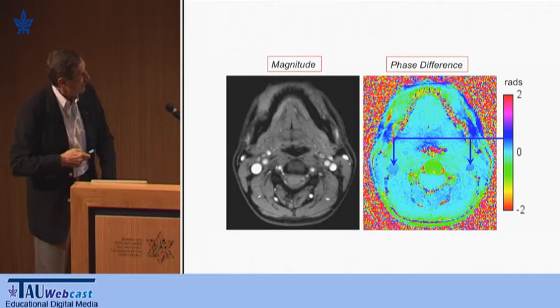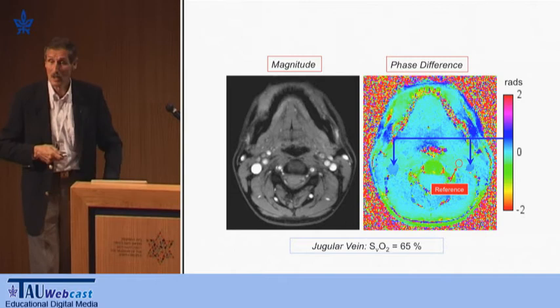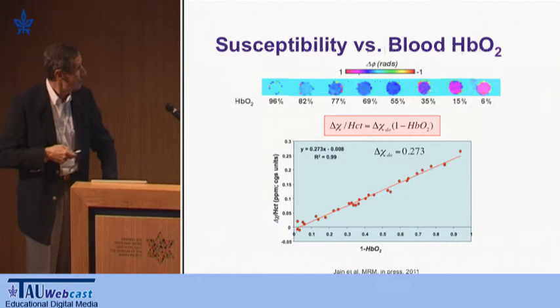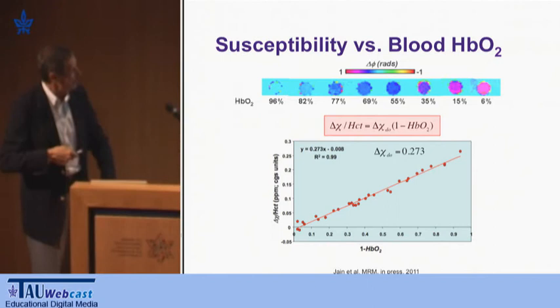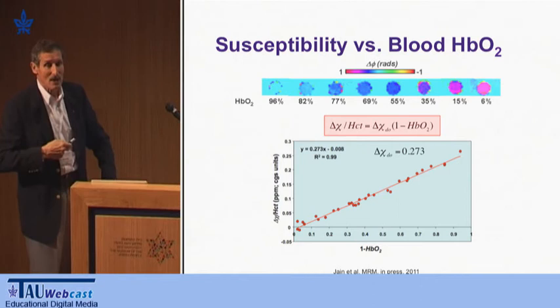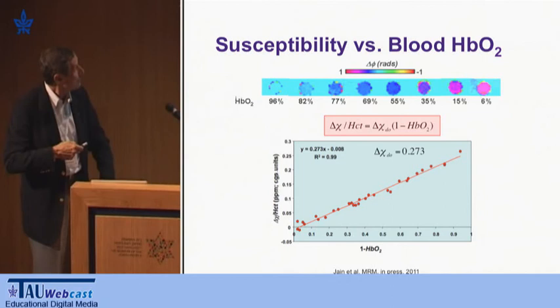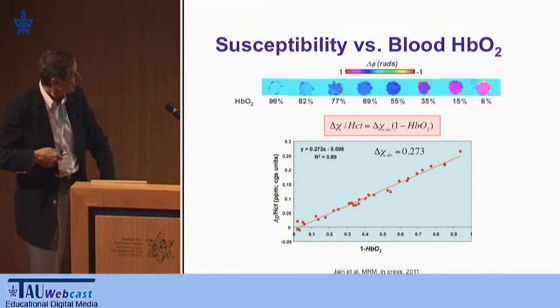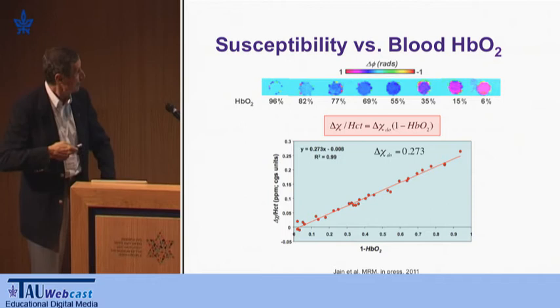And we obtain a value for SVO2 of 65%, which, of course, is pretty much where you would expect it. We then just recently re-examined this relationship by using essentially the same approach I showed you for the phantom experiments with gadolinium. But in this particular case, we used blood oxygenated to different levels. And these are the field maps. And from the slope of this relationship, we independently measure oxygen saturation, I should say, using blood gas analysis.